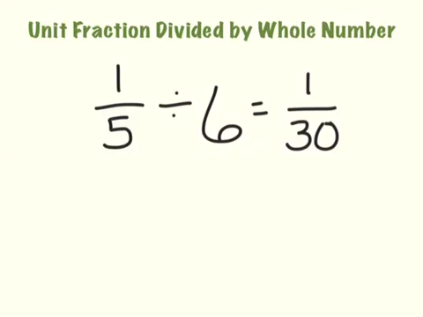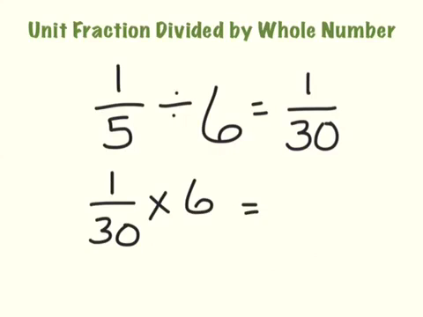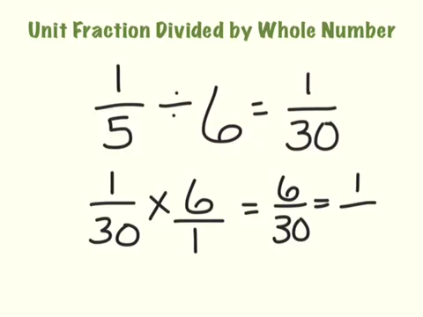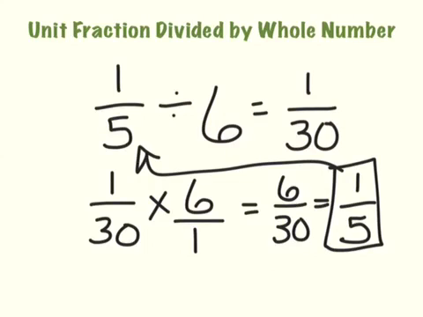Now I can check my division problem by using multiplication. I can do my 1/30th times my 6, and figuring that out, turning that 6 into a fraction by putting it over 1, I get 6/30ths, and reducing that, 6 divided by 6 is 1, 30 divided by 6 is 5. I get 1/5 as my answer, which is what I started with over here, which shows that I did the problem correctly.